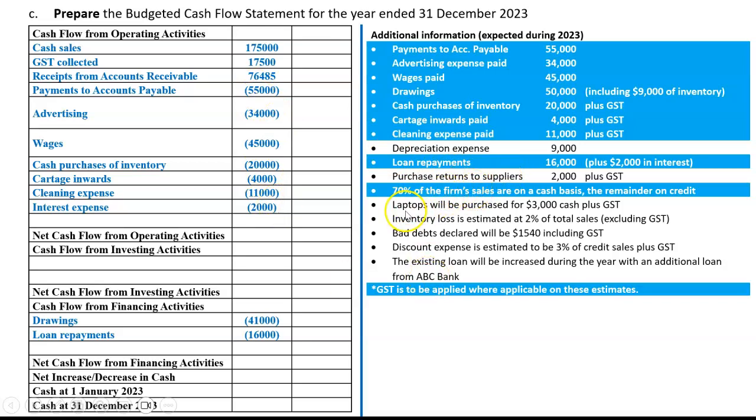We're going to buy some laptops for $3,000 plus GST. I'm going to leave the GST, but laptops would be a non-current asset, so that would go in the investing activities section here.